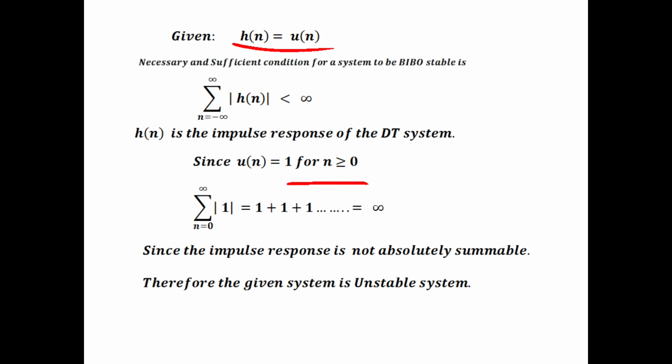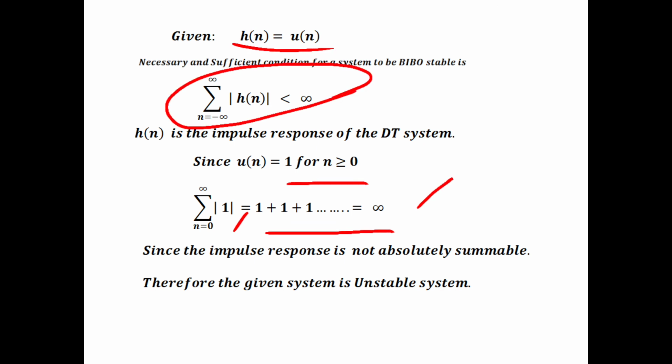So you substitute 1 here and you can change the limit as 0 to infinity. The summation for all values of n from 0 to infinity, each term is 1. So 1 plus 1 plus 1 will give you infinity as the answer. Here the condition is not satisfied. The answer should be less than infinity. Since the impulse response is not absolutely summable, the given system is an unstable system.